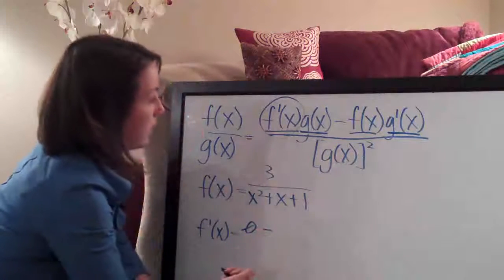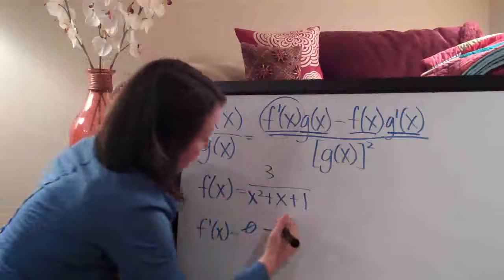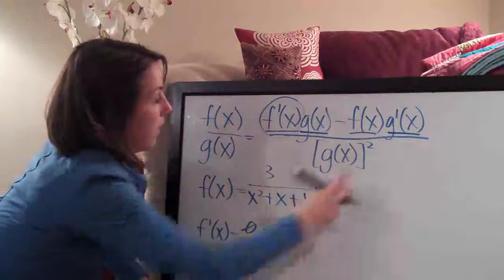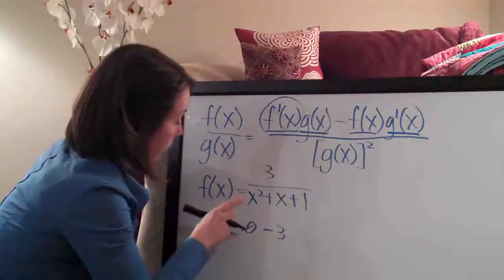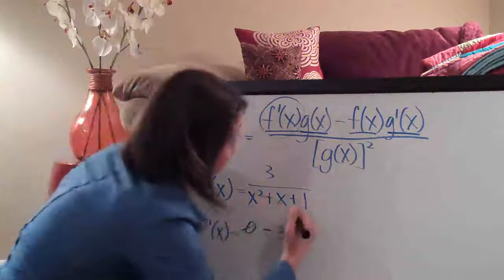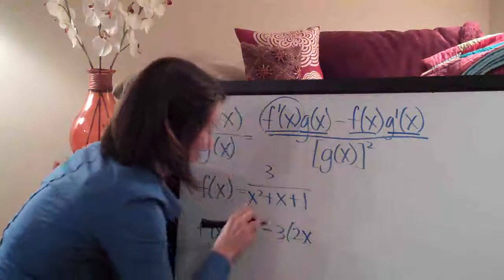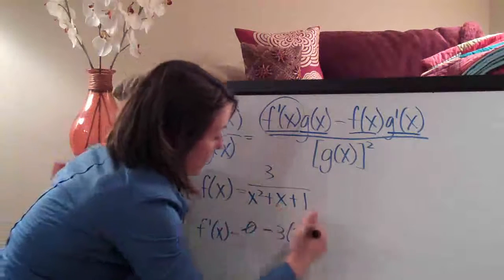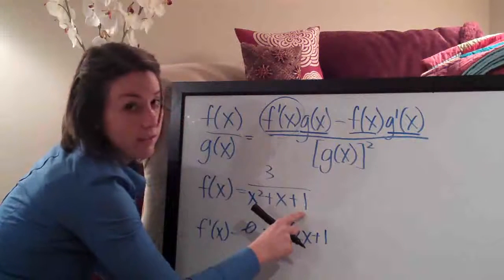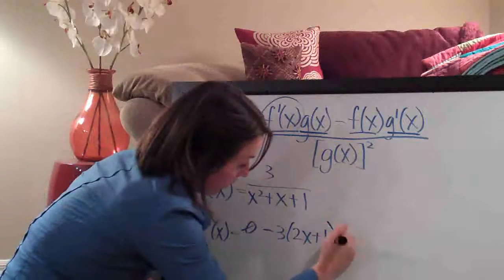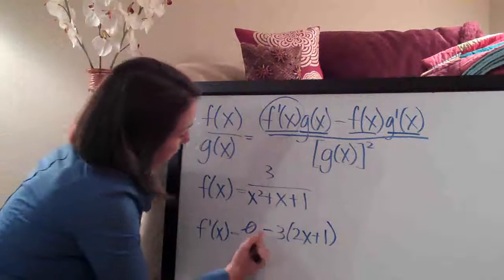So then we'll say minus, and f of x is the top, which is 3, so we can say 3 times the derivative of the bottom, g of x here. So the derivative of x squared plus x plus 1. So we'll multiply it, and we'll say the derivative of the bottom here is 2x, the derivative of x squared, plus 1, the derivative of x. And the 1 goes away because the derivative of a constant is always 0. So that is now the top of our new derivative function.